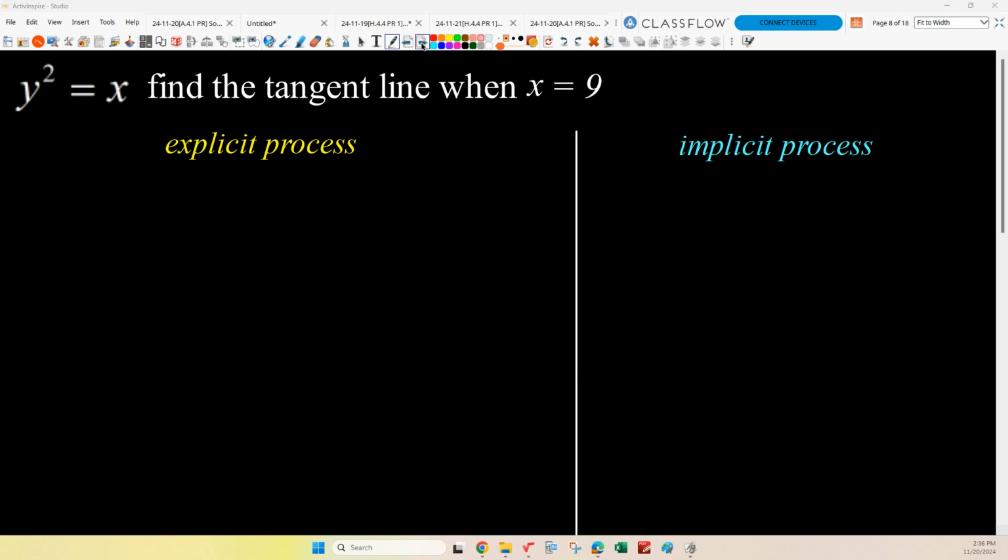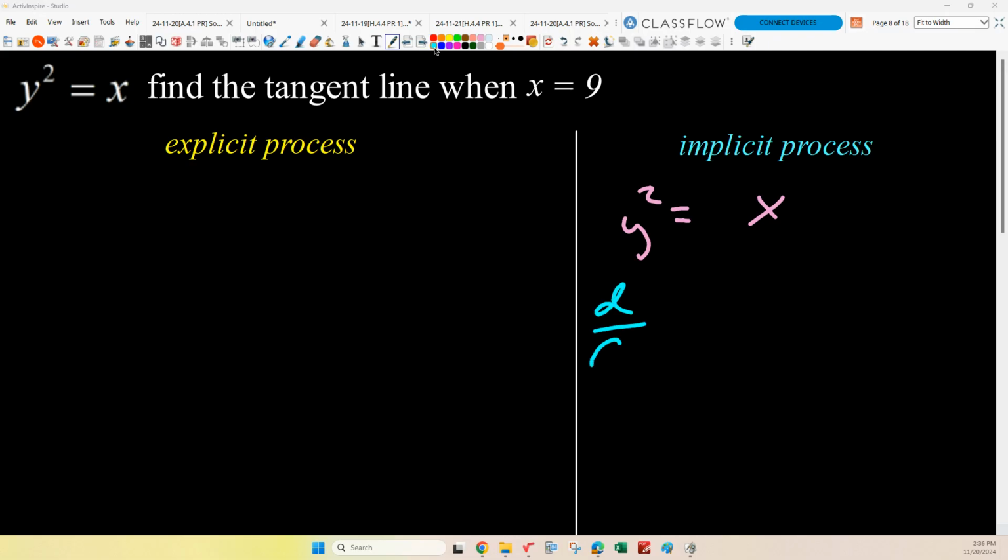Okay, to get there more quickly, we don't do any of that stuff. We're just going to implicitly differentiate. It sounds complicated, but all it means is we're just not going to solve for y. We're just going to differentiate everything with respect to x and see what happens. So we start off with y squared equals x, and we just differentiate both sides of the equation with respect to x. Okay, so what's that give us?